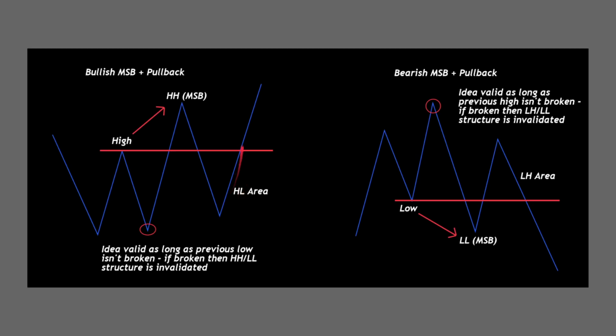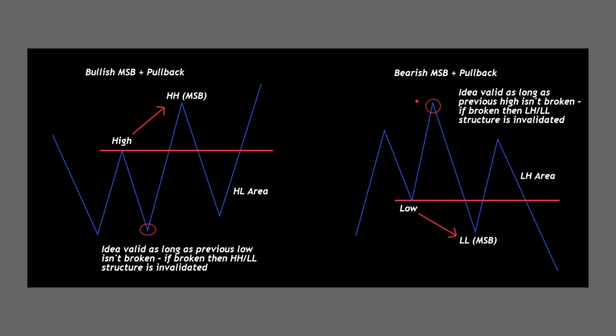So realistically, this whole area could be our higher low area, right? Price could stop here and still be valid. Price could stop here and still be valid. Price could stop right here, maybe even $1 or so above this, right? And still be valid. The key is that this previous low is not broken.